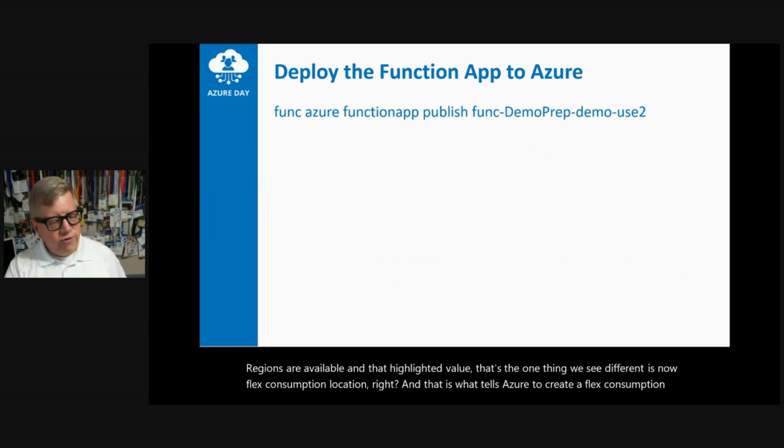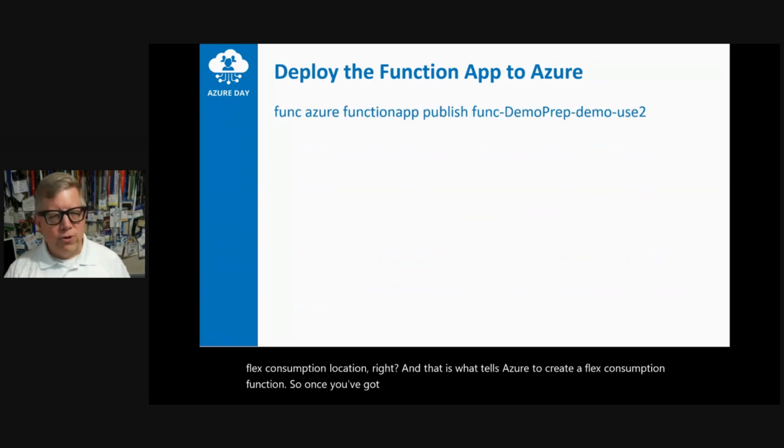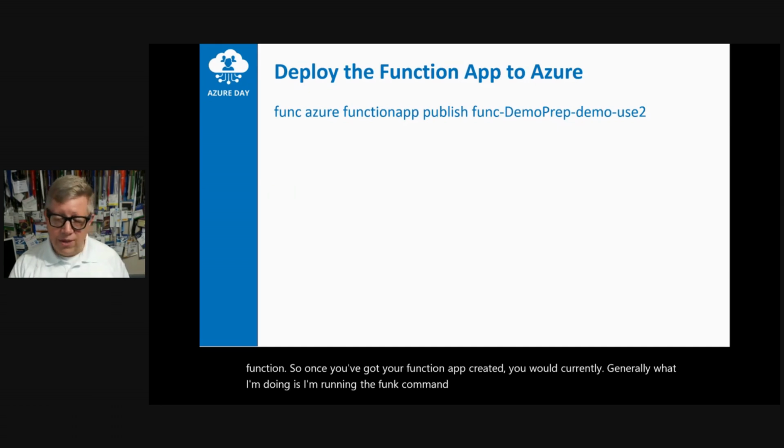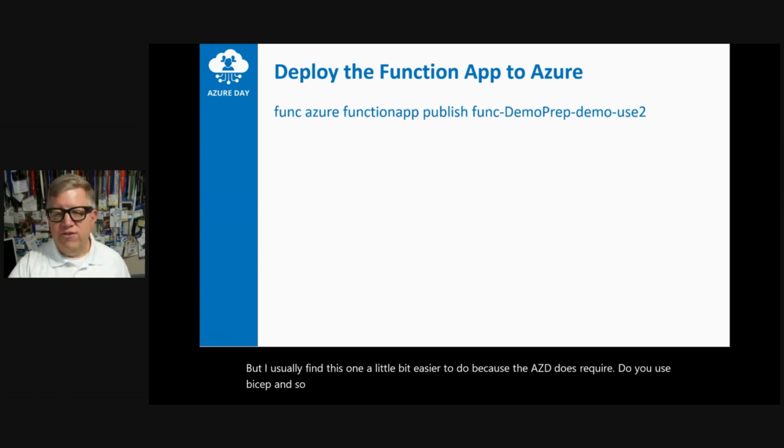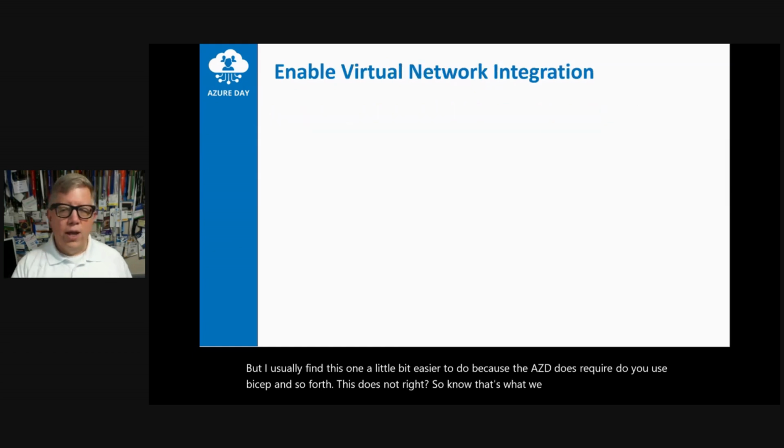So once you've got your function app created, what I'm generally doing is running the func command. You also can do the AZD, which is the newer CLI commands. That does also work, but I usually find this one a little bit easier because AZD does require you to use Bicep and so forth. This does not. So that's what we have here. So, enabling virtual network integration. I just want to show how easy this is.